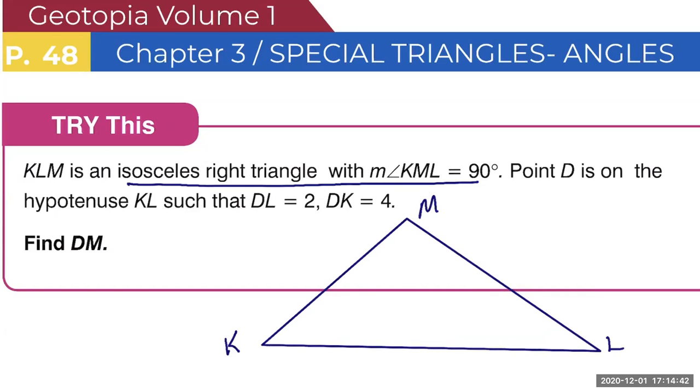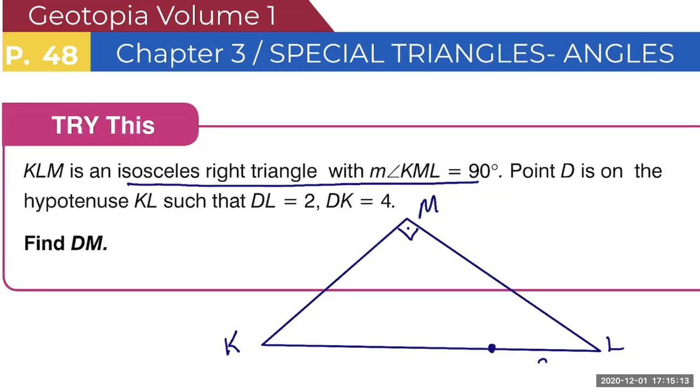Okay, great. Which is perpendicular, 90 degree. Point D is on the hypotenuse KL. Do you think, Eva, should I place point D close to the K or close to the L? It says that DL is 2 and DK is 4. You should place it closer to L because there's a smaller length in between.